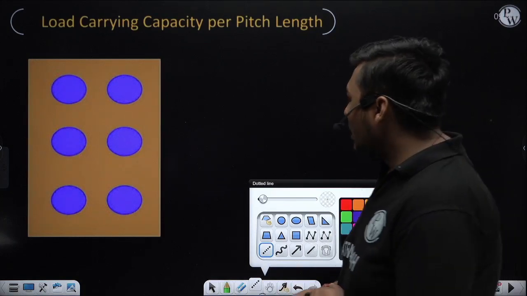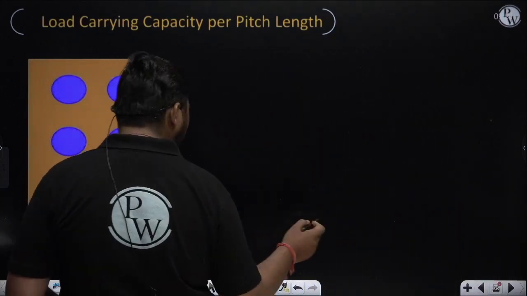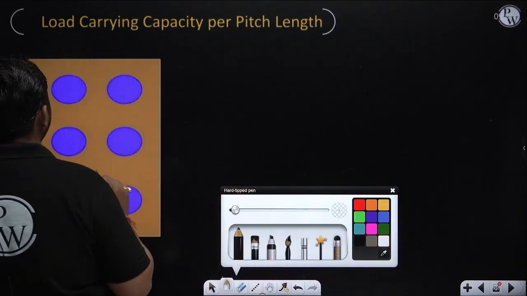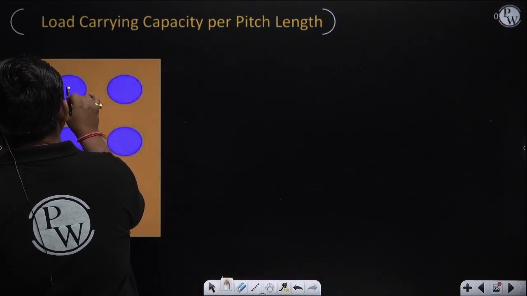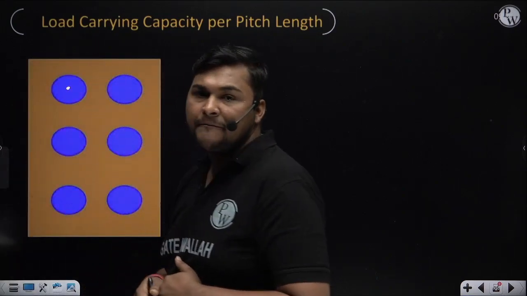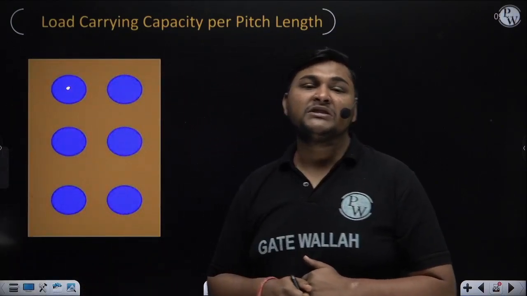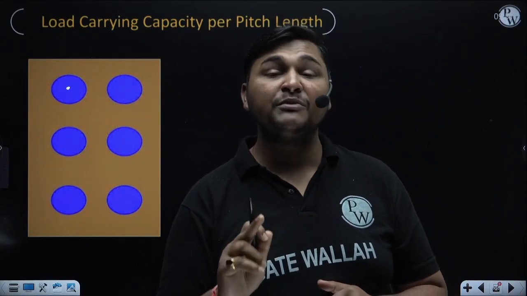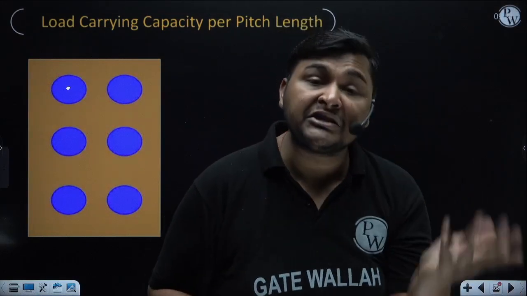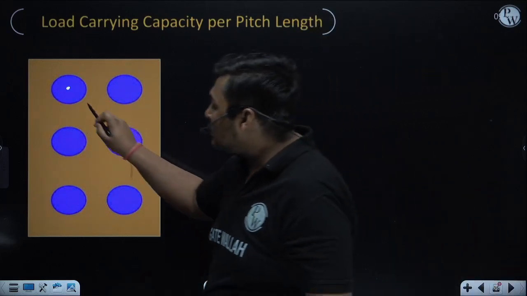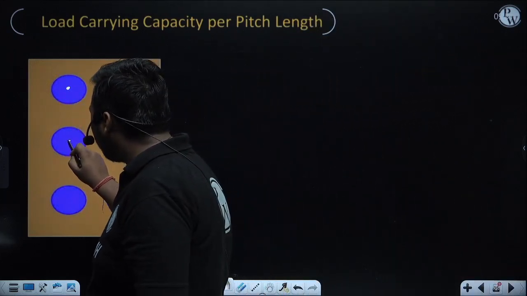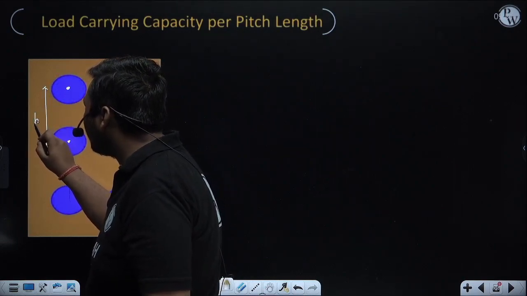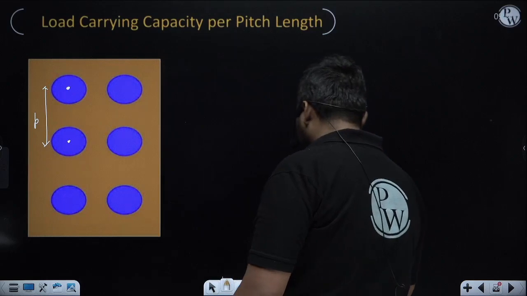Now for that, first consider any row of rivets. Suppose I am considering this row of rivets. In this row, suppose I am taking the center point of this rivet. Now what is pitch distance? Pitch distance is the central distance between two consecutive rivets in the same row. Can I say this distance is nothing but one pitch distance? So it is one pitch distance.